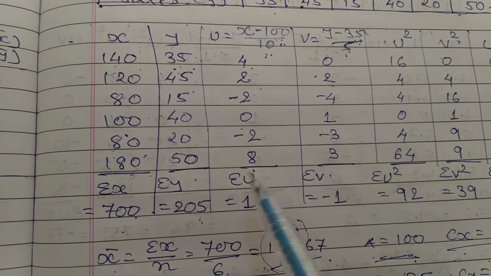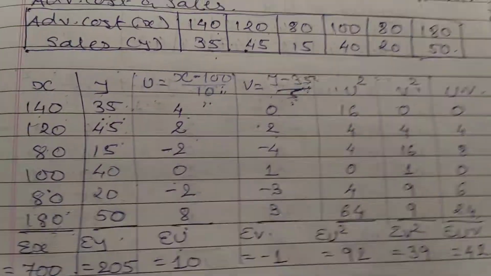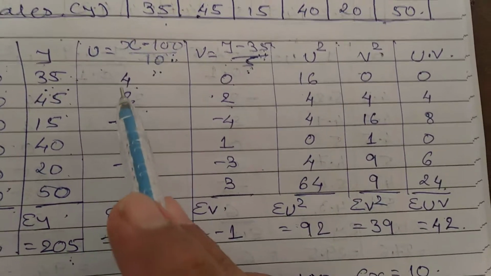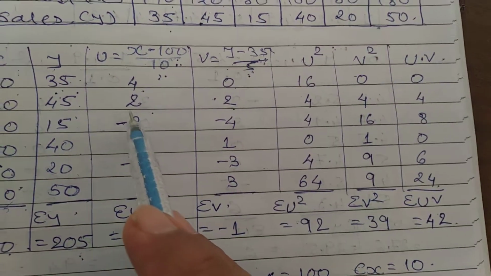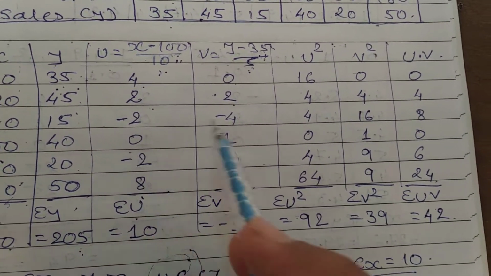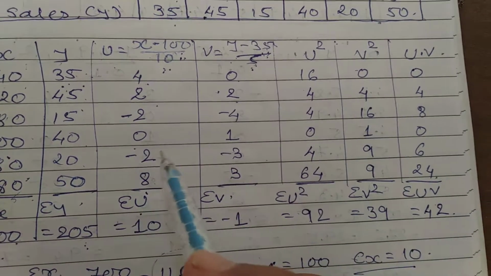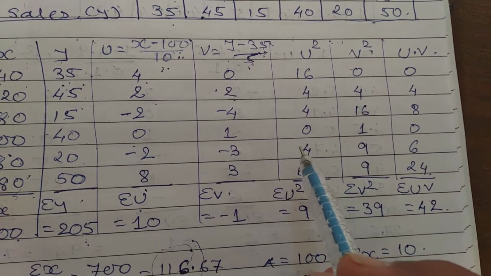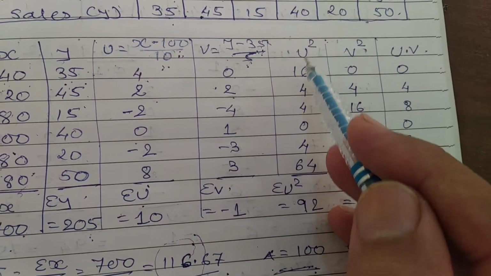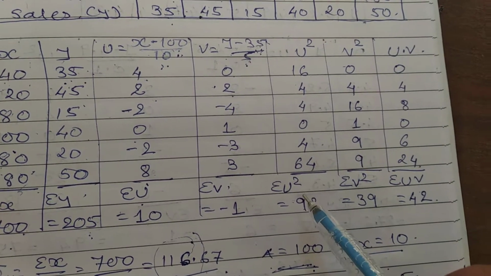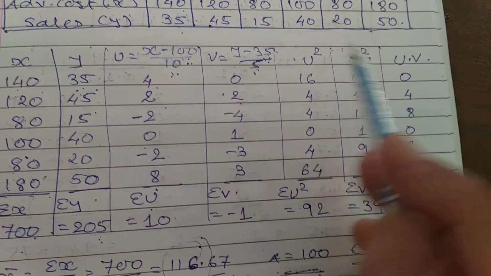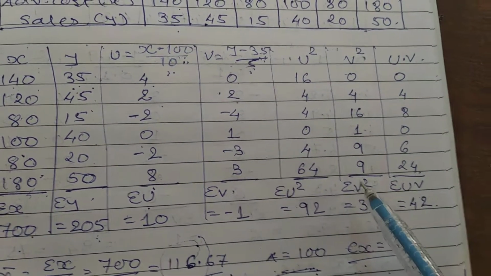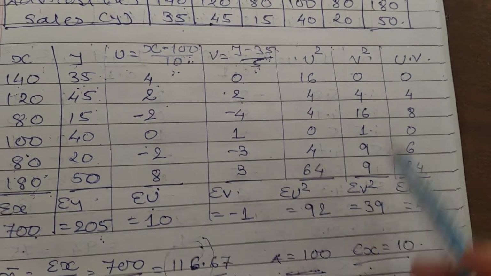That is sigma v and sigma u. U square: 4 square is 16, 2 square is 4, 2 minus 2 square is 4, 0 minus 2 square is 4. That is the square of u, which comes to sigma u square. Square of v, that is v square, and the total of v square, that is sigma v square.